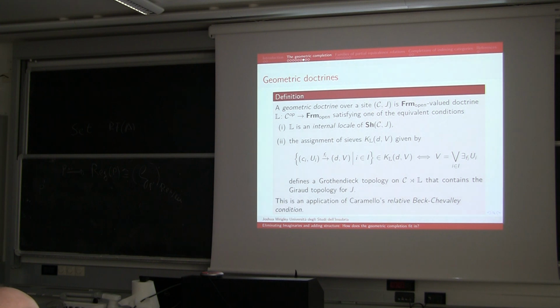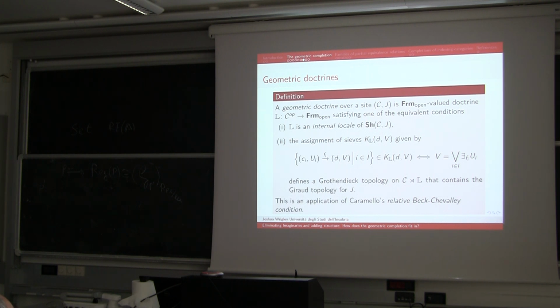Yeah. And so for geometric doctrine, we're going to do the same sort of thing. Notice here that we're removing the requirement that C is Cartesian. So a geometric doctrine over a site (C, J) is going to be a functor taking values in frames and open frame homomorphisms. That is, we have left adjoints to our frame homomorphisms that satisfy Frobenius. And we also need an extra condition.